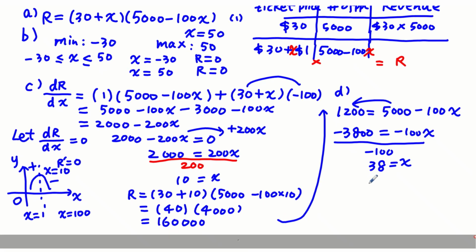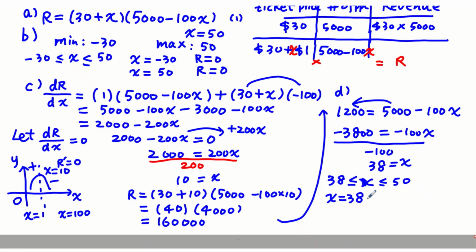And this x value becomes a restriction to the domain. You cannot have x less than this number. If x is less than 38, 5,000 minus 100 times that number will give you the number of people attending greater than 1,200. So x needs to be greater than 38 but less than 50. So we sub in x equals 38.